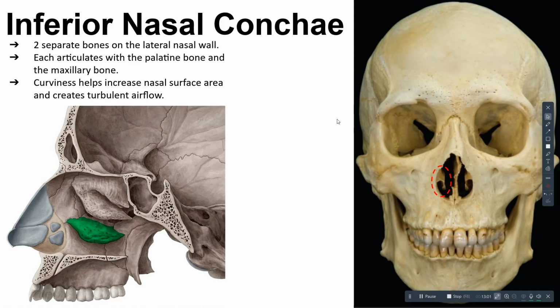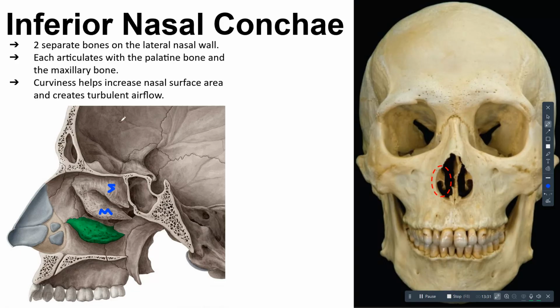Let's do the inferior nasal conchae. We met the superior and middle nasal conchae. Here is the superior nasal concha. Here is the middle nasal concha. We met those. They were parts of the ethmoid bone. There are another pair of conchae, one of them outlined in green right here. This is an inferior nasal concha.